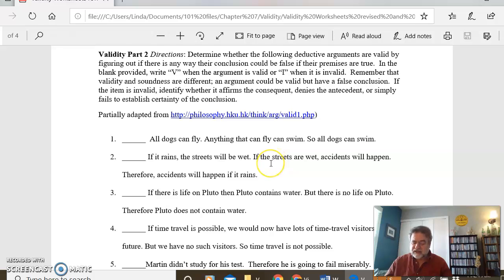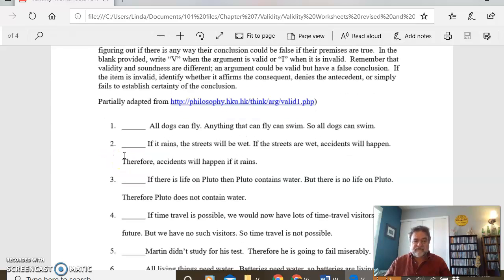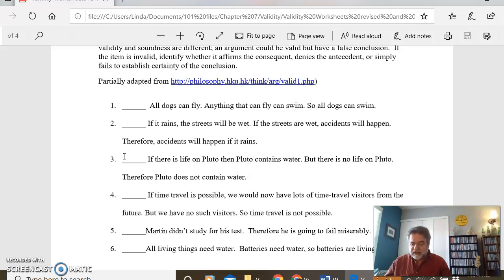Generally, I won't spend a lot of time with what's valid, but more with invalid. 2 is valid, and I'm hoping you can just see that, and I'll leave that alone. 3 is invalid. There is a conditional statement. If there's life on Pluto, Pluto contains water. Here, we're looking, there is no life on Pluto, therefore it does not contain water. It's invalid. We're denying the antecedent.